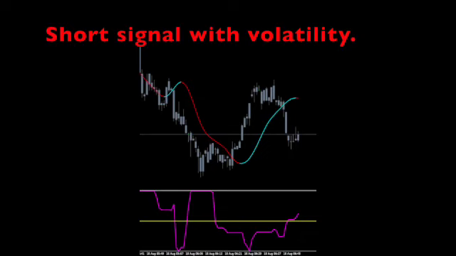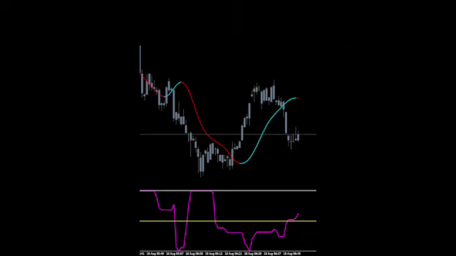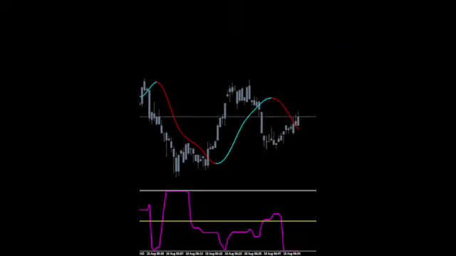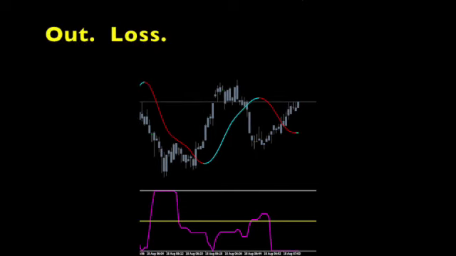We've got a short signal with volatility and agreement, and we're out with a loss here. Make sure your stop loss is always in place. Never trade without one.